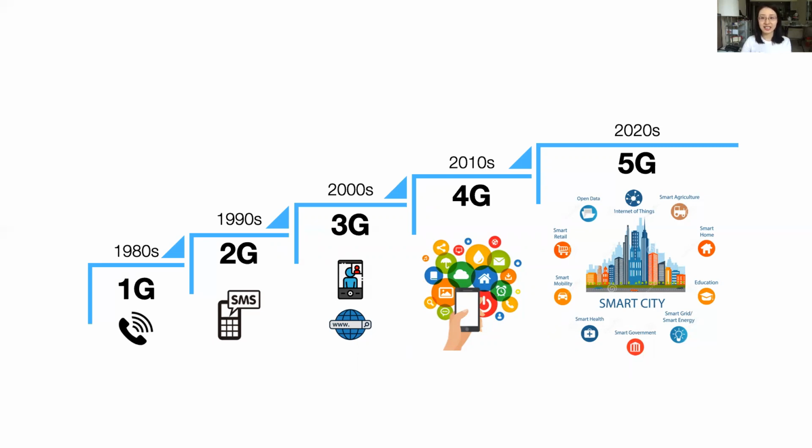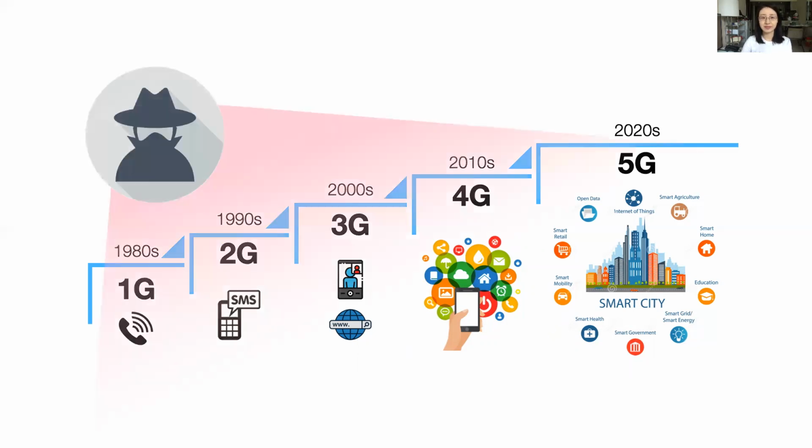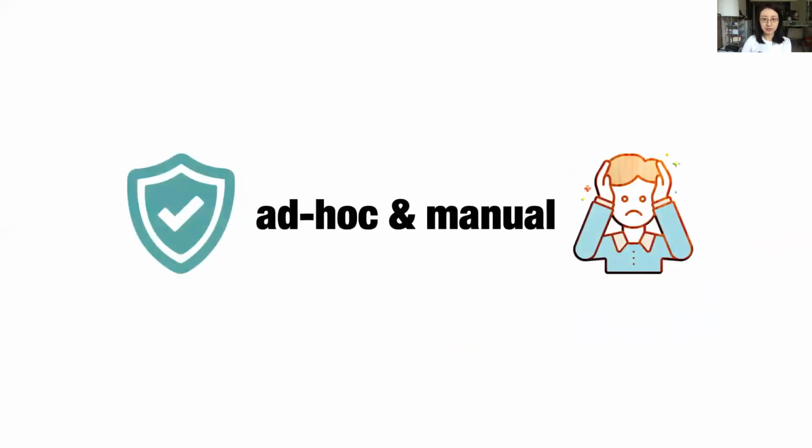So naturally, their security and privacy become critically important and are expected to be thoroughly scrutinized. But unfortunately, today the cellular networks are much less protective than thought. They often involve various security and privacy risks. And most vulnerabilities are discovered by ad hoc manual analysis.